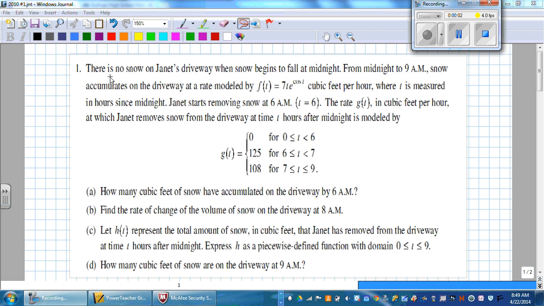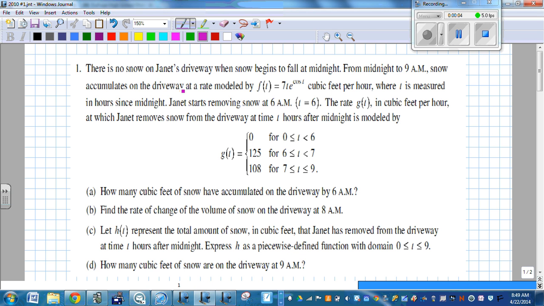Alright, it says that there's no snow on Janet's driveway when snow begins to fall at midnight. From midnight to 9 a.m., snow accumulates on the driveway at this rate. So key here, we have a rate, and this is the snow falling. And this is in cubic feet per hour, where t is measured in hours.